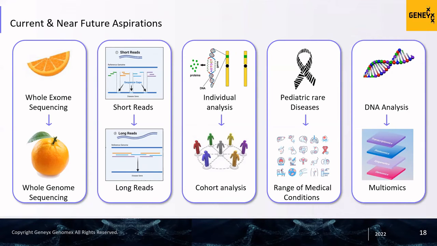This enables improved alignment and improved mapping, and we've already been involved in pilot studies that have shown GenX to outcompete our competitors. Additionally, we're transitioning the GenX application from individual analysis to cohort analysis, to identify those key candidate variants that may be associated with a large cohort of individuals. Obviously, this has a lot of applications, and we're looking forward to deploying it. It's already available, but we're going to continue to improve on it. And then also pediatric rare diseases to a range of medical conditions.